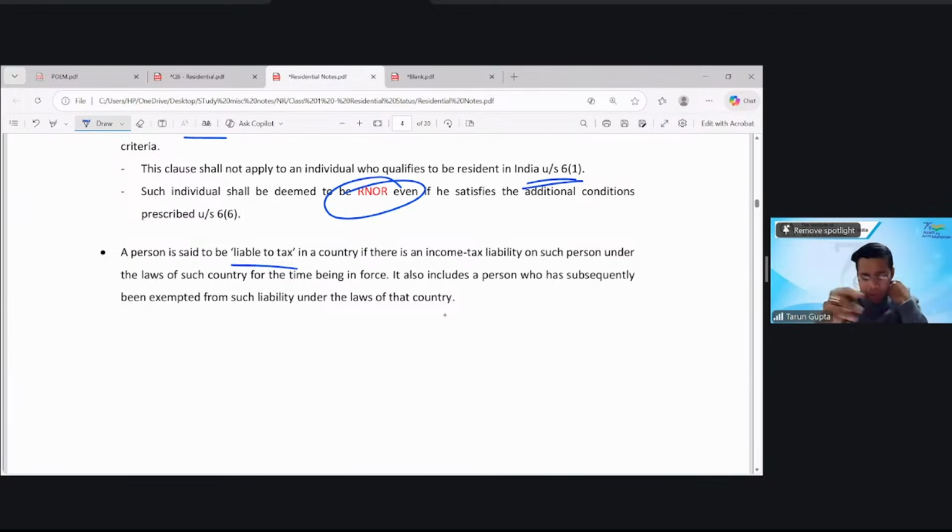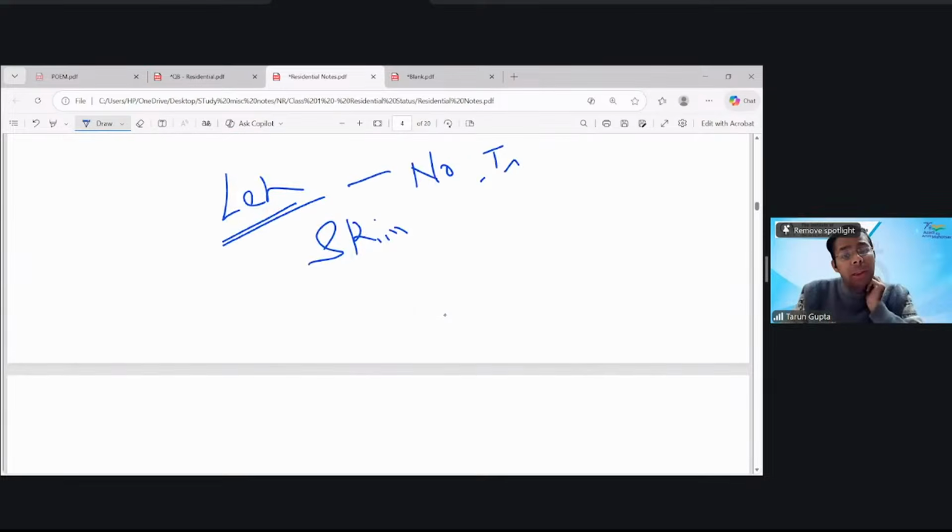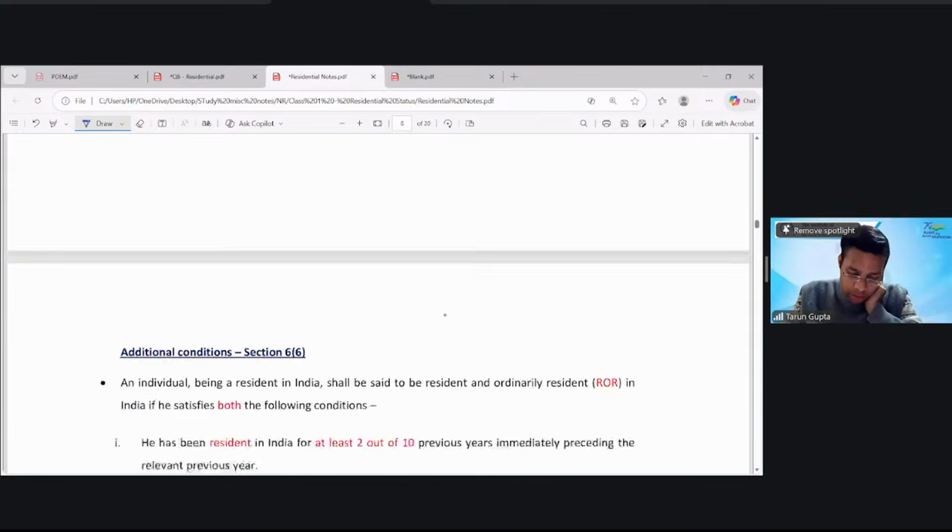I'll tell you an example. In the Indian Income Tax Act, there is no tax on a person residing in Leh because the environmental conditions are so tough, so a benefit is given. If you are residing in Leh, no income tax. Now we cannot say that these persons are not liable to tax in India. They are liable to tax, but they are exempted because of some conditions. Similarly, there is no tax on a Sikkimese person. So like this, these persons are liable to tax, but they are subsequently exempted.